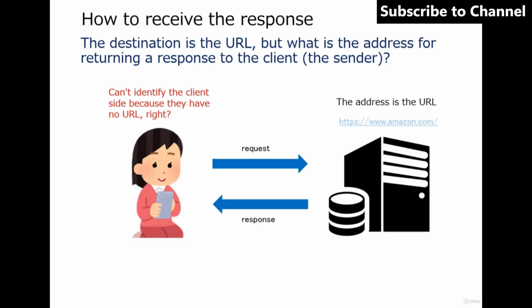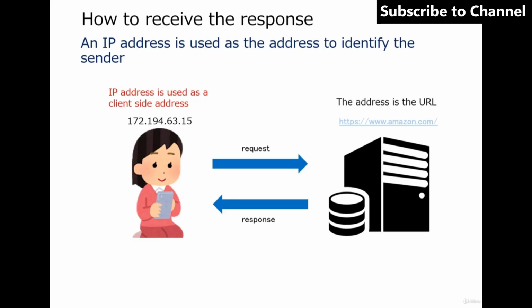Clients also need an address to receive a response from the server, and this comes in the form of an IP address. The IP address is used specifically for this purpose. Most Internet devices you have, like a smartphone or a PC, have an IP address, and this is used to direct the response. The IP address is the primary address for requests and responses.